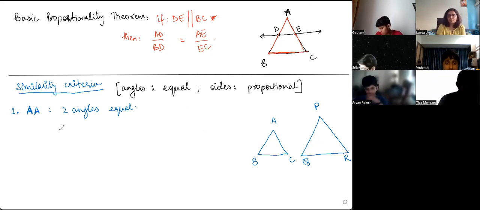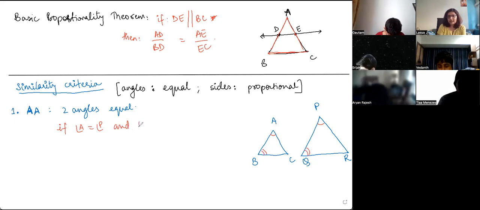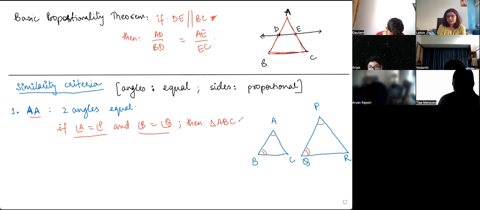Okay, so two angles are equal. Iska matlab basically, if you can figure out that angle A equals angle P, and there's a second angle also equal, angle B equals angle Q, so we have criteria 1 and criteria 2. If two of the angles are equal, then we can say that triangle ABC is similar to triangle PQR.